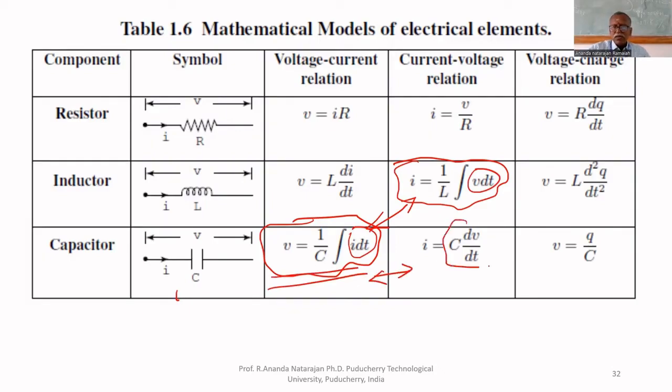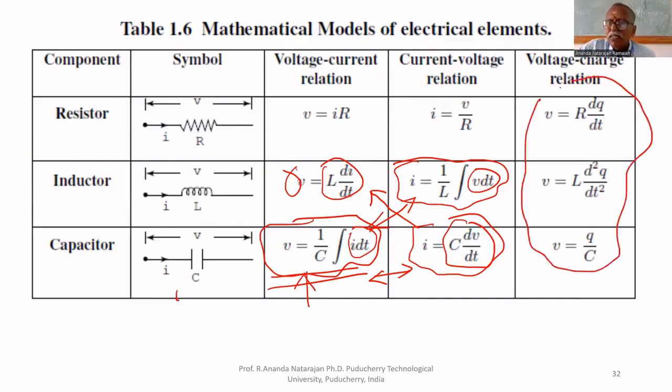C dV by dt you will get. If you differentiate on both sides, you will get dV by dt, and here you will get I. If you bring that C here, you can get this. In the same way, you can remember this: replace I by V, C by L. That way you can remember. So if you remember this one formula, you can get all the other three. But these three are important. Why? That we will see now.